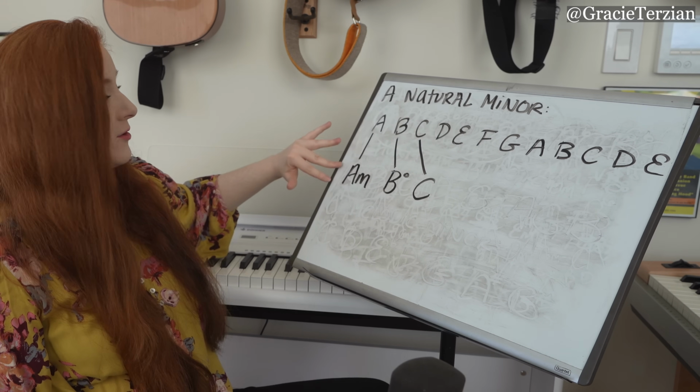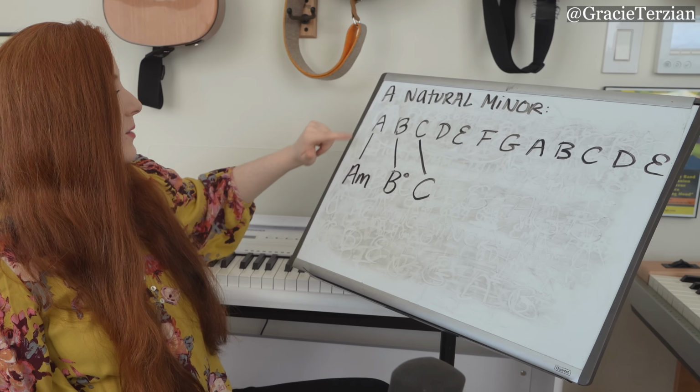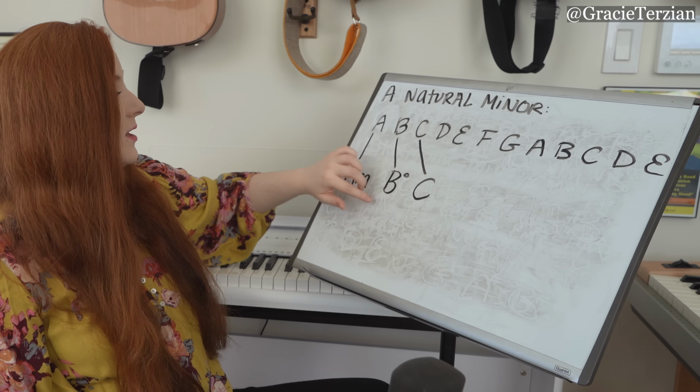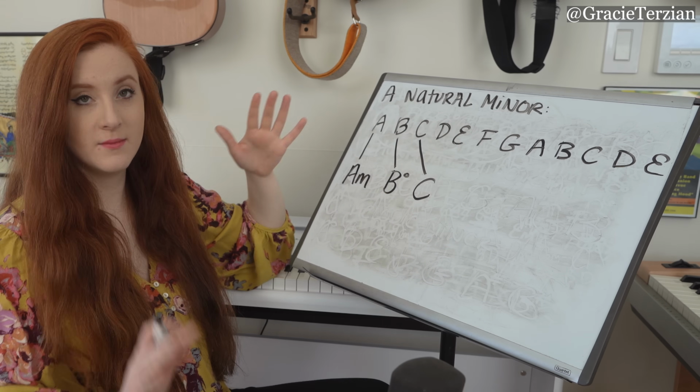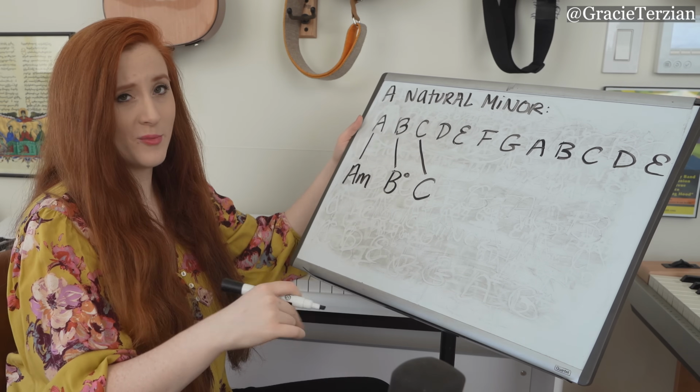So these are the notes in the scale, and these are the diatonic chords. So A minor is formed starting with the note A, B diminished starting with the note B, C major starting with the note C. Hopefully that's clear.